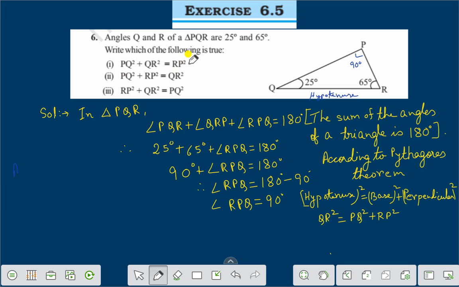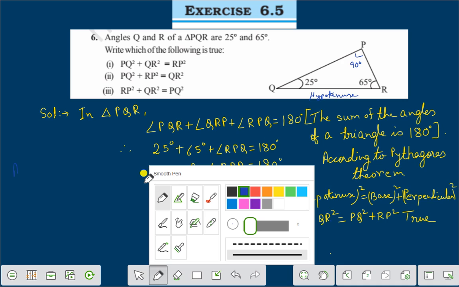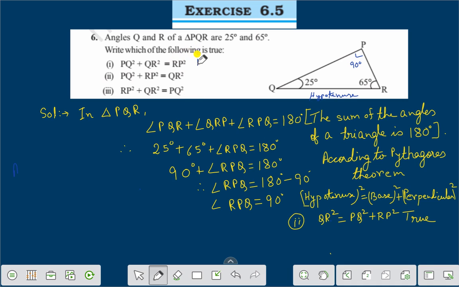Option 2 is true, that is, QR square is equal to PQ square plus RP square. And the other two relations are false. The first one is also false, and this one is also false. But option 2 is true.